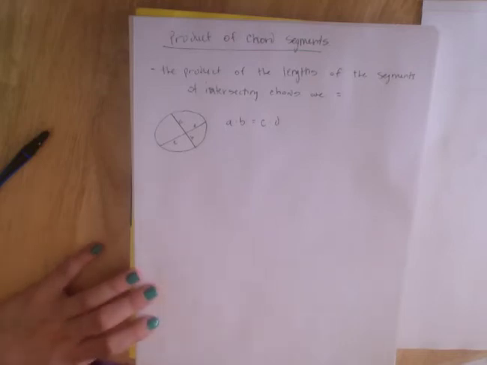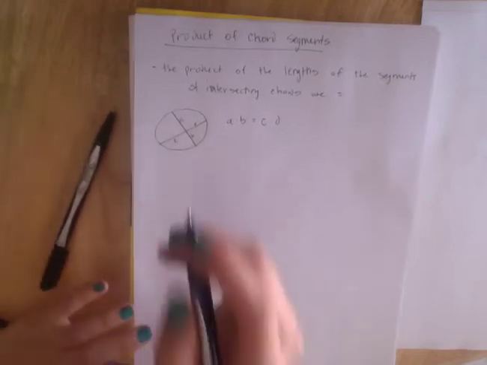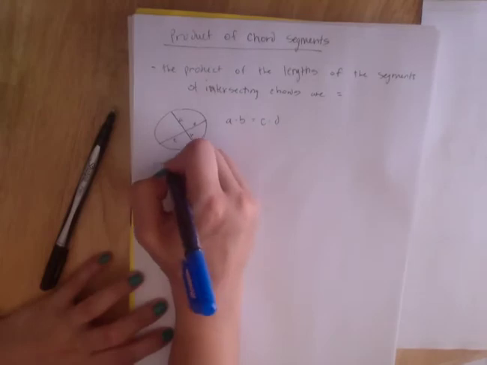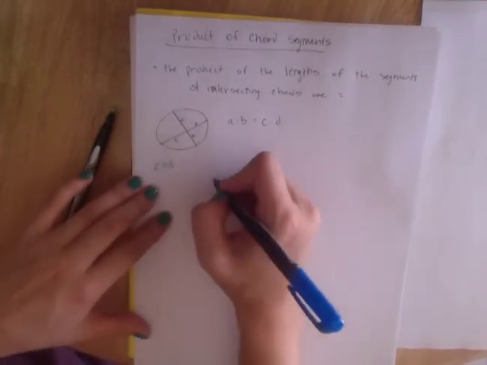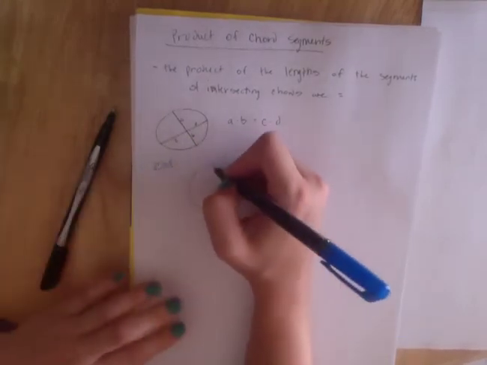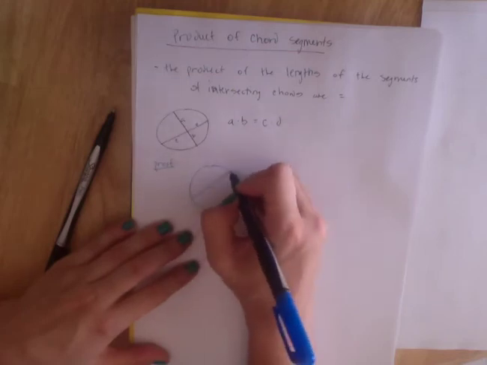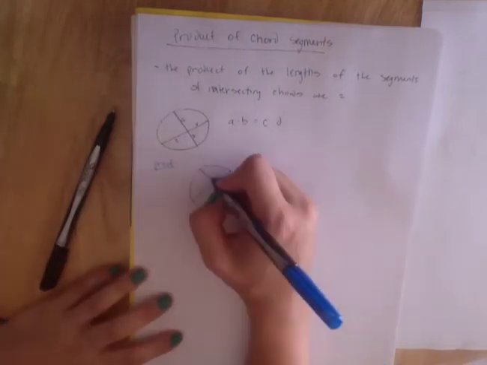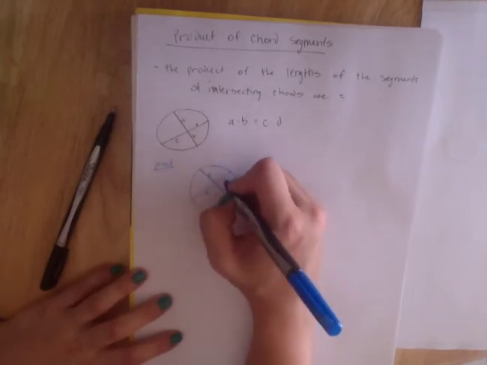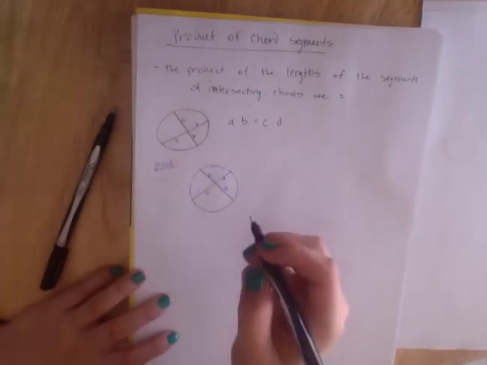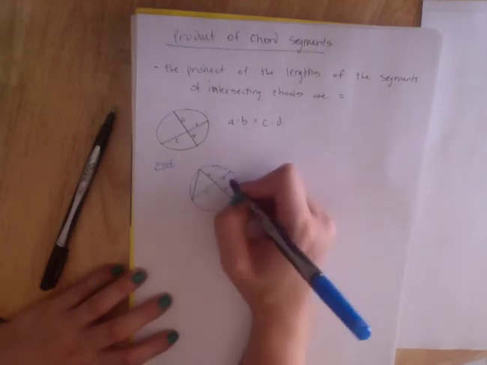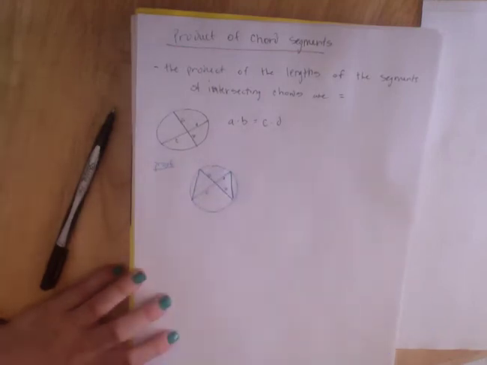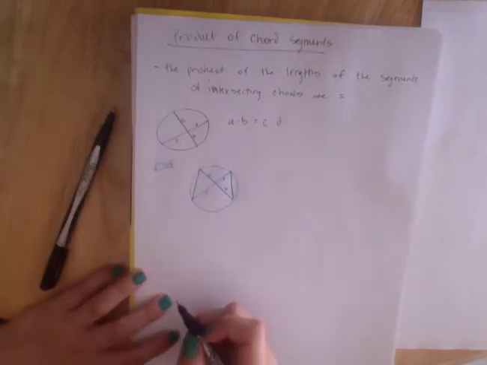Okay, now we can do a quick proof. So here's my circle, here are my chords, again A, B, C, and D, and I'm going to draw triangles out of them.